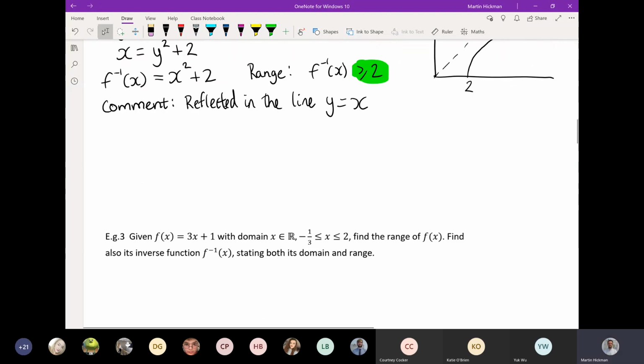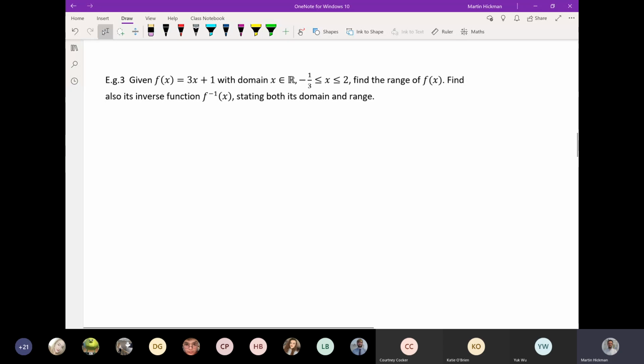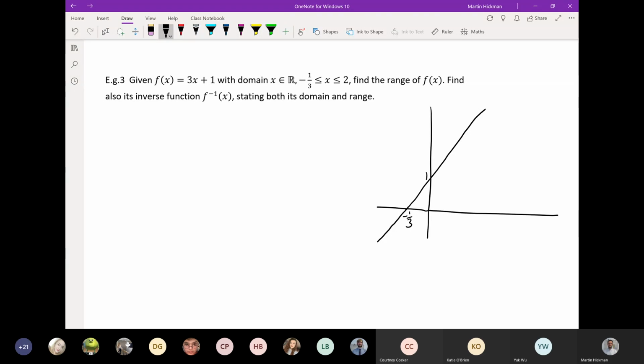So let's do another example and see if we spot anything similar. So example 3, we've got f of x equals 3x plus 1, and we've been given the domain this time. So I'm going to start off by drawing that line. So you've got f of x equals 3x plus 1, which is going to look something like this. Okay, it's got a root there at minus a third, and it's got a y-intercept at 1.